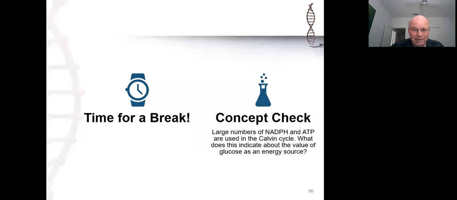So that's 18 ATPs to make a glucose molecule, from which you can extract 30 to 32 ATPs through cell respiration. So in essence, you get about twice as many ATPs per glucose molecule as it requires to make it.